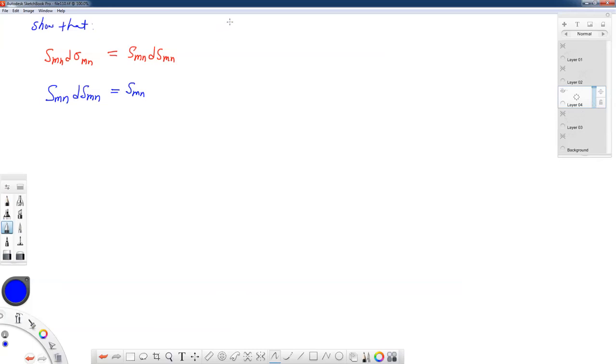Now remember, deviatoric stresses, let's write this as ij: Sij is equal to sigma ij minus 1/3 Kronecker delta ij sigma kk. So in terms of increments, dSmn is equal to d sigma ij minus 1/3 Kronecker delta ij d sigma kk. And I used m and n, so in this expression I really should change that to m and n.